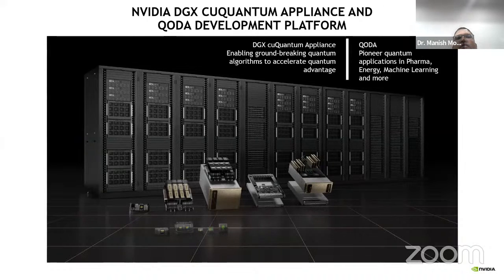With that, I would like to say QODA is the development platform. Now what NVIDIA has: one is cuQuantum Appliance, a quantum simulator framework with acceleration on classical computers with GPU, significant acceleration with control in the error. And then QODA is for pioneering quantum applications. There we are working in pharma, energy, machine learning and more domains. They are upcoming domains, right?